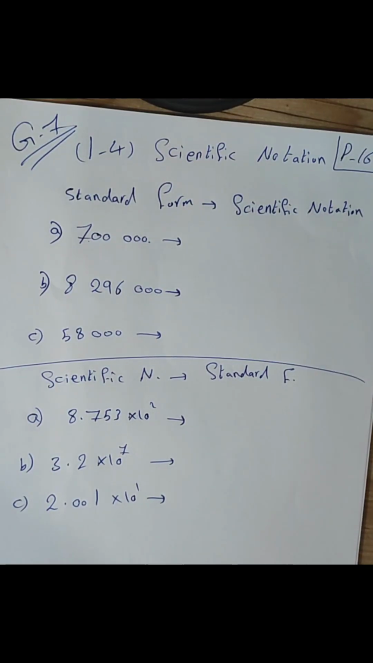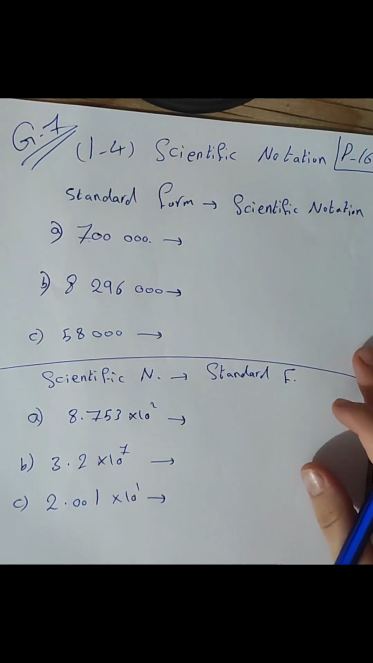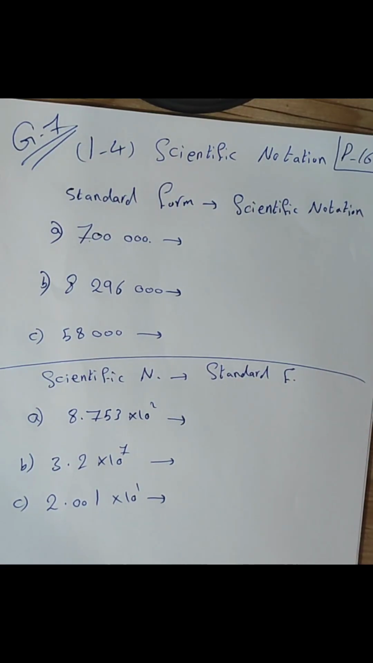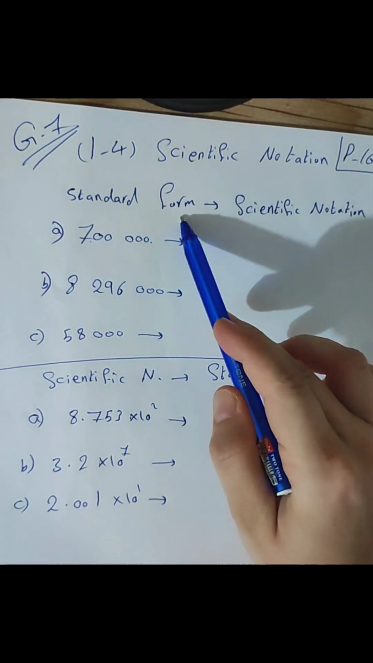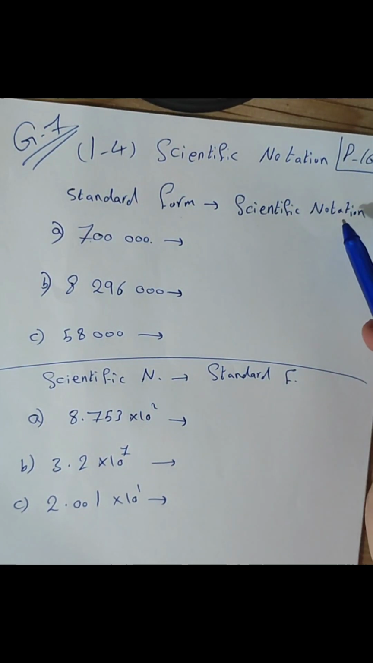For today we have scientific notation, grade 7, page 16. Okay, we have scientific notation, guys. You should know these two different words. First one, standard form. The second one, scientific notation. How do we know these forms?